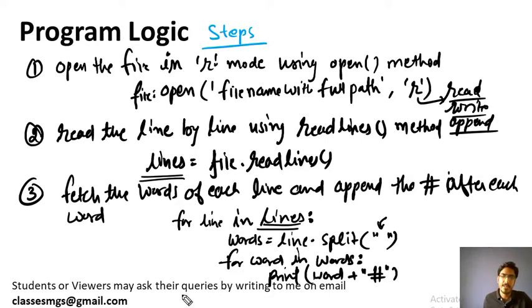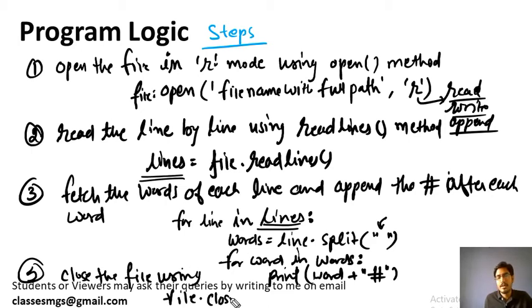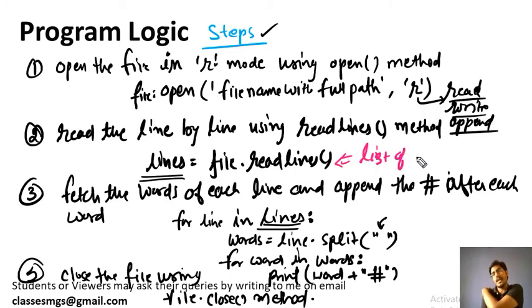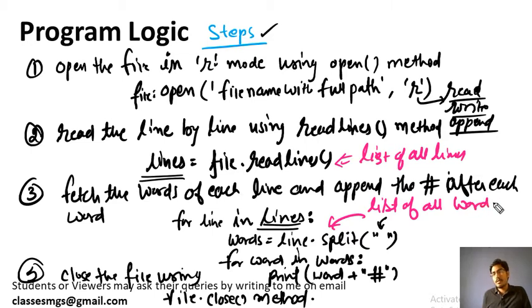And after everything is done, you will close the file using the file dot close method. So this is how this program will be written. Now we will go ahead and write the Python program. I have already told you that this function will return a list of all lines. This function will return a list of all words of a line. Keep this in mind, otherwise you will be confused about how this for loop is written.